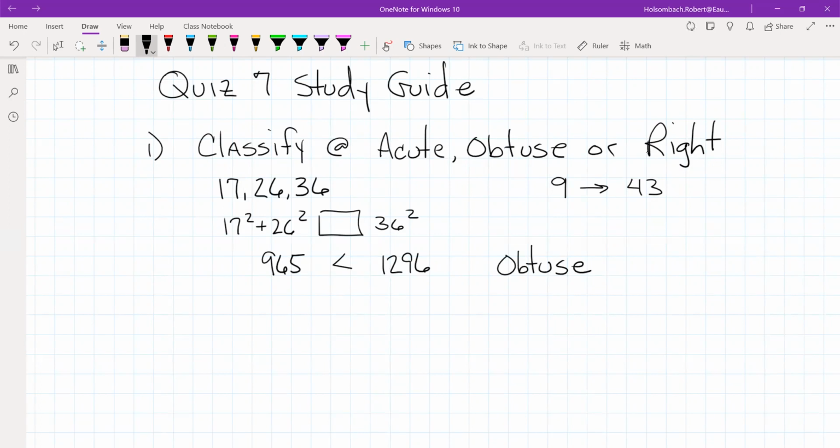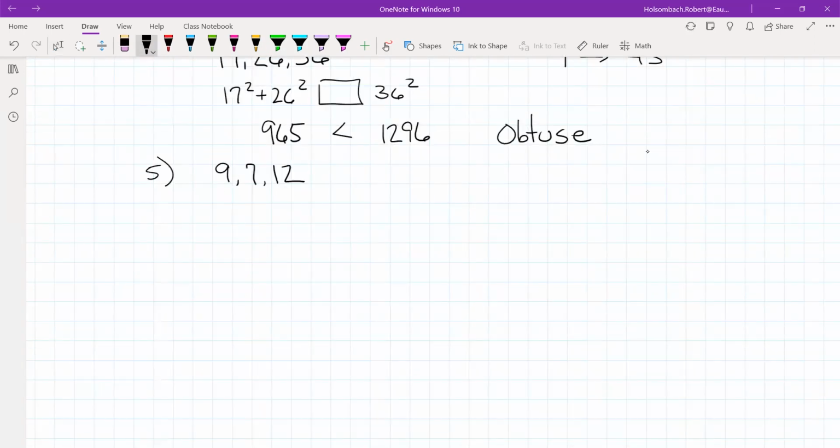And then problem number 1 is like that. Number 5 is like that as well. Number 5, the numbers that you're given are 9, 7, and 12. All right, 9 minus 7 is 2. 9 plus 7 is 16. So your range of values for the third side is between 2 and 16. So this 12 does work.